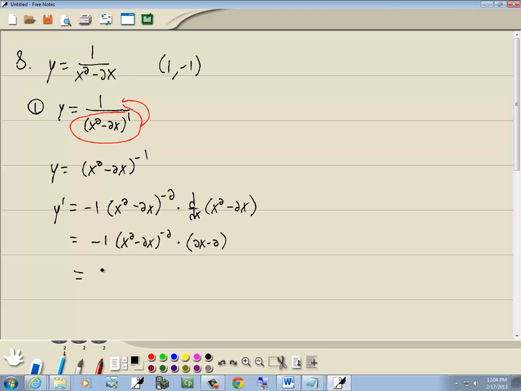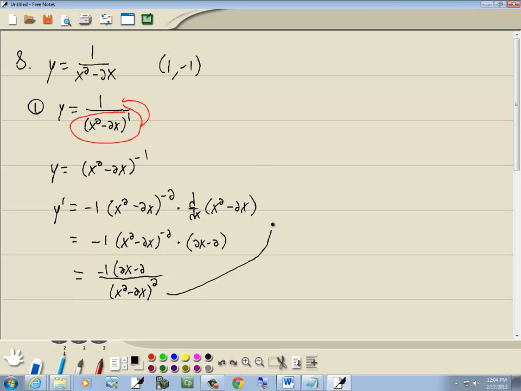Now I'm going to put this into a single fraction. Negative 1 I'll put up on top, the 2x minus 2 I'll put up on top, and this negative exponent I'll take down to the denominator. So it's (x squared minus 2x) to the positive 2.